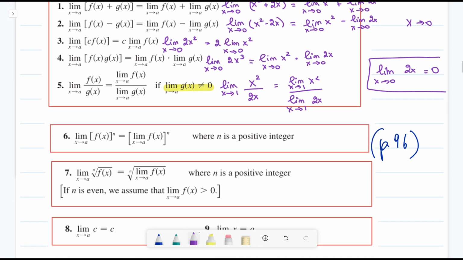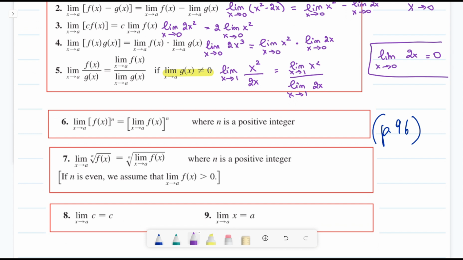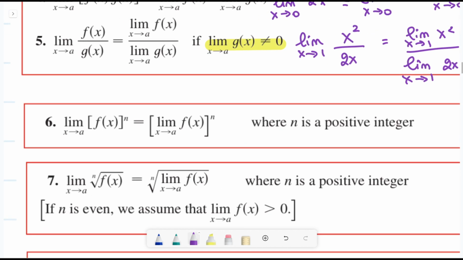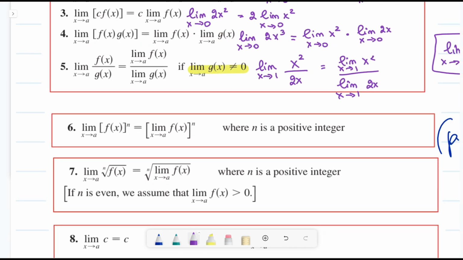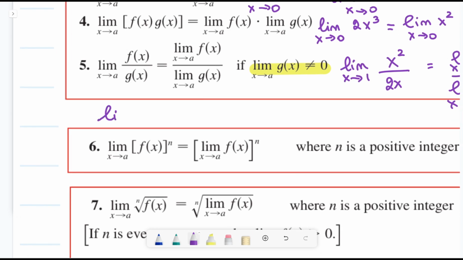Now let's move on to property 6. The limit of f of x all to the power of n as x approaches a, we can take the power outside. It becomes the limit of f of x as x approaches a all to the power of n, where n is a positive integer. So an example is, let's say, the limit of x squared all cubed as x approaches 2. We can take the cube outside, so this becomes the limit of x squared as x approaches 2 all cubed.